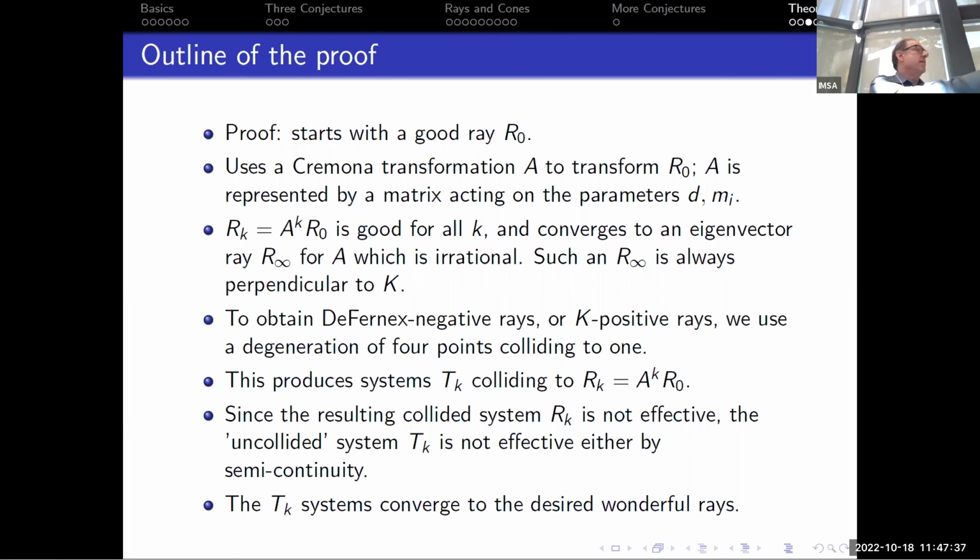And since the collided system was not effective, before you collide cannot be effective either by semi-continuity. So those TKs can converge also to the desired wonderful rays, but they have different linear properties and meet the different X-ray negatively and the canonical negatively or positively. So that was the technique. We used the Cremona transformations, take a limit of Cremona transformations, and then uncollide one of the points to 4 points of smaller multiplicity.